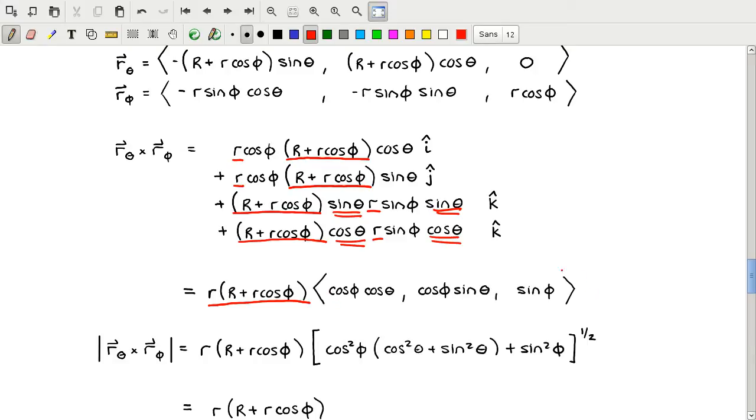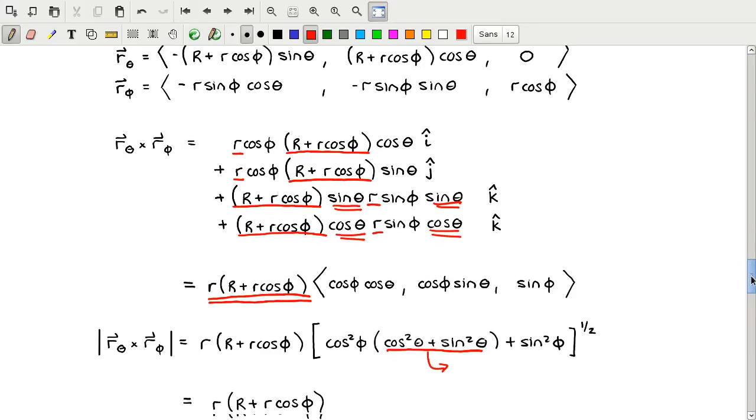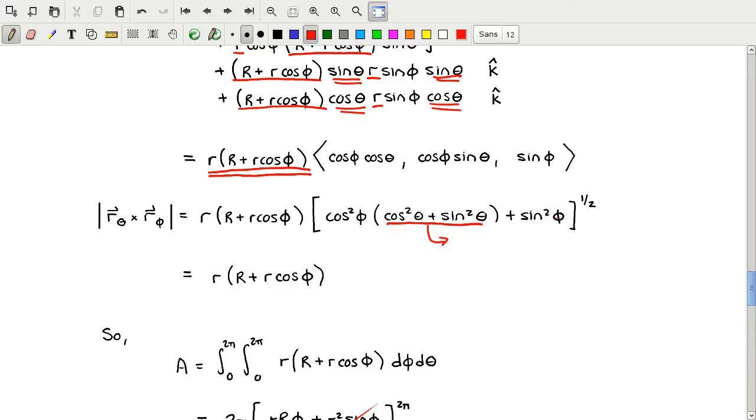Now when we take its magnitude, this scalar prefactor can come out, and we simply have to take the square root of the sum of the squares of this bracketed vector. That's going to give us cosine squared phi cosine squared theta, cosine squared phi sine squared theta, which can be combined into this term, plus sine squared phi. Here, this becomes 1, leaving us only cosine squared phi plus sine squared phi, which is also 1. So this whole interior is just 1, and the square root of 1 is 1. And so the magnitude of that cross product is this much simpler thing here, little r times capital R plus little r cosine phi.